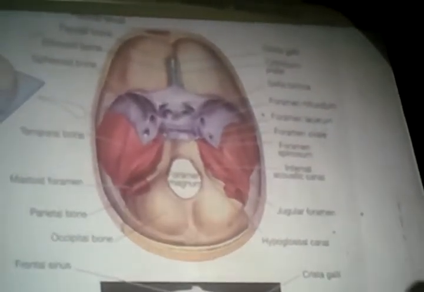The brain is going to sit in this area right here, so you have your anterior, middle, and posterior cranial fossa.